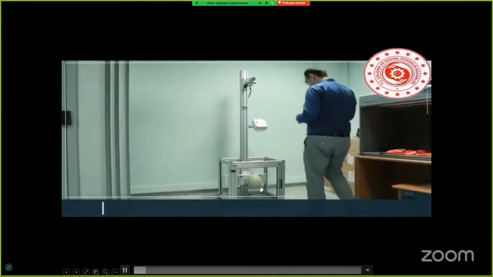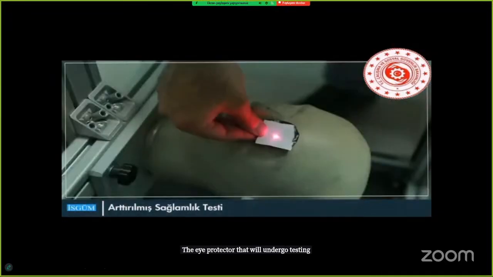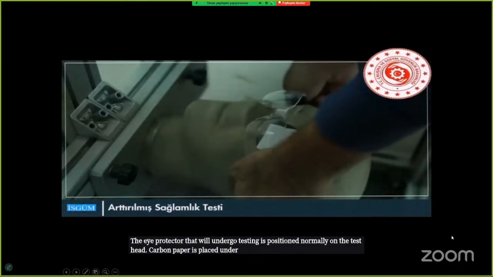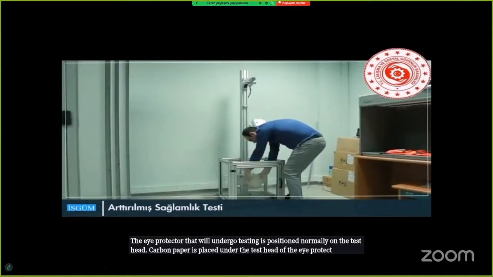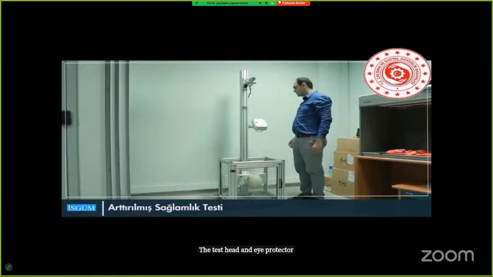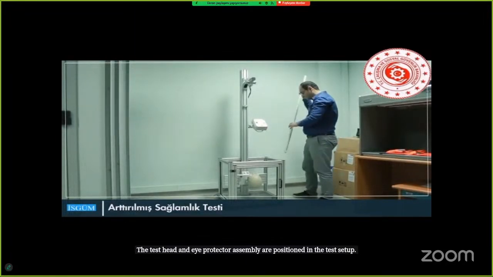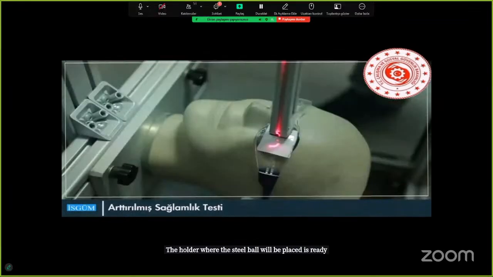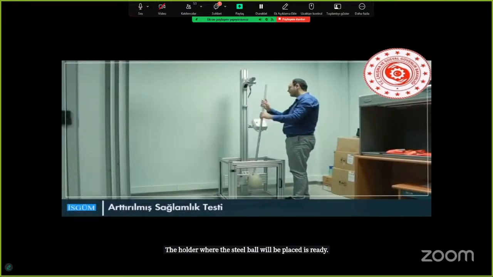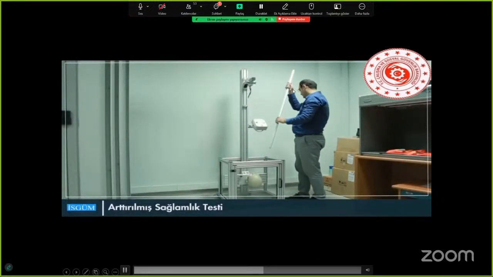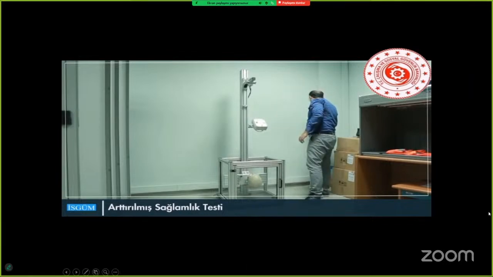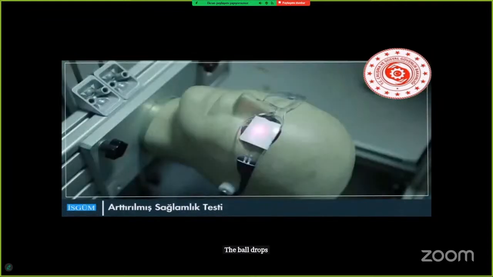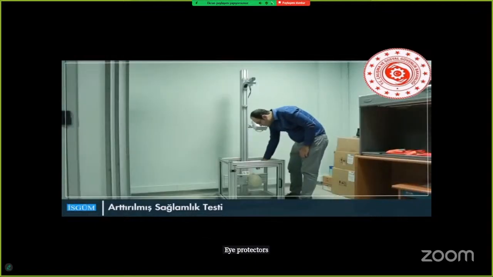The eye protector that will undergo testing is positioned normally on the test head. Carbon paper is placed under the test head of the eye protector. The test head and eye protector assembly are positioned in the test setup. The holder where the steel ball will be placed is ready. The ball drops on the points. Eye protectors must resist front and side impacts.